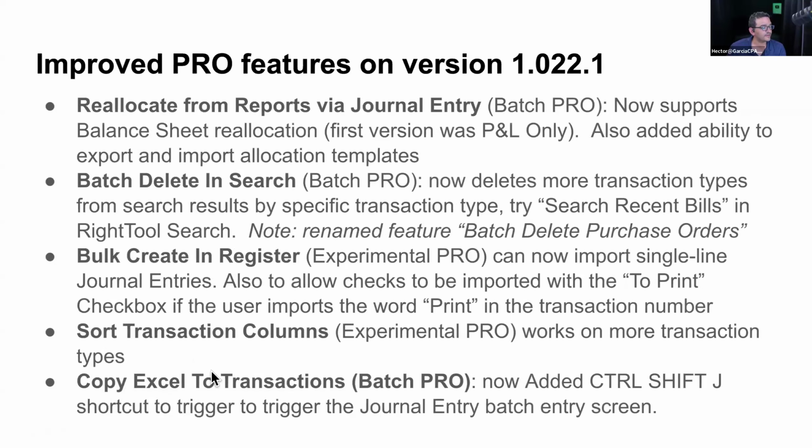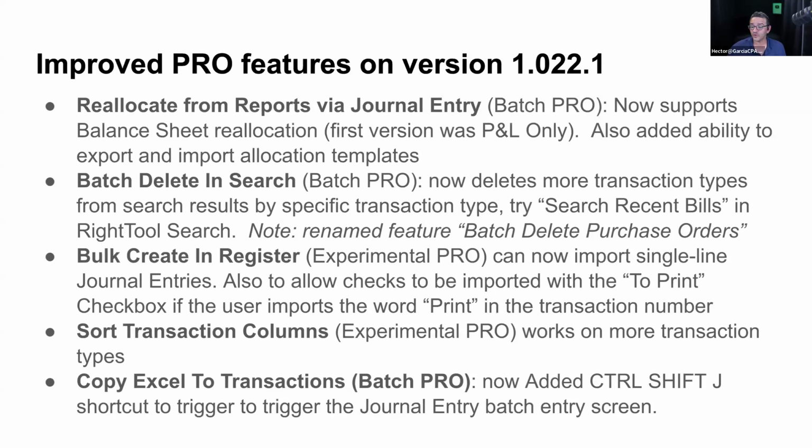We also added a nifty, wait, hold on, go back for a second. And then in copy Excel to transactions, we added the little button, we added a shortcut, Control-Shift-J. Sometimes that shortcut gets hidden by the feedback button. So to avoid you not being able to click on the paste Excel, you can just hit Control-Shift-J to enable the paste in there.